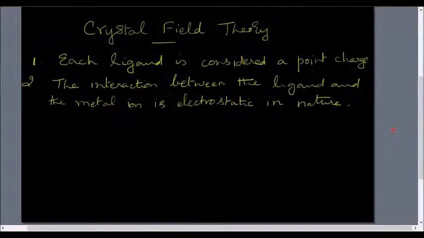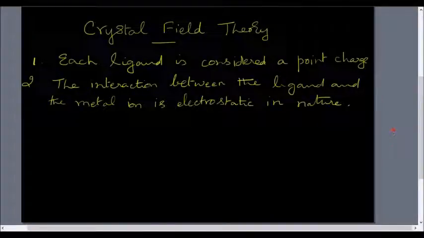The d orbitals of the metal ion have same energy and we say they are degenerate orbitals. That means the metal ion is surrounded by a symmetrical energy field around it. As the ligands approach, this degeneracy is disturbed. That means the d orbitals no longer have same energy.